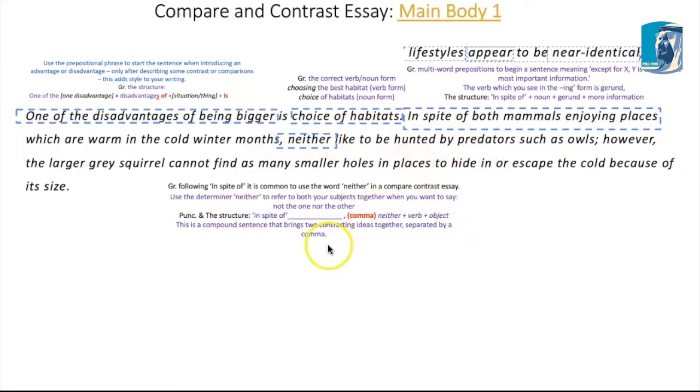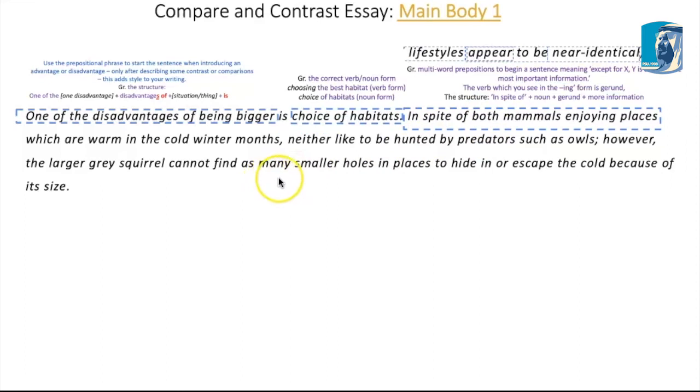So this is a nice construction that you can use. Concentrate on where the comma is. It comes at the end of the in spite of clause. And remember that when you are comparing and showing that they're the same, use language that shows that you're grouping them, both mammals. It stops you from repeating red and grey squirrels.